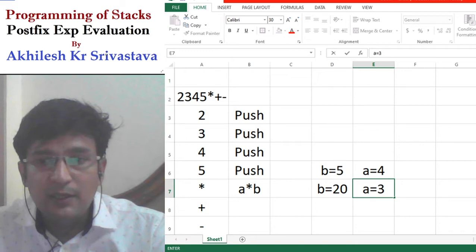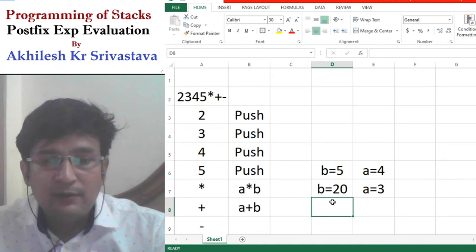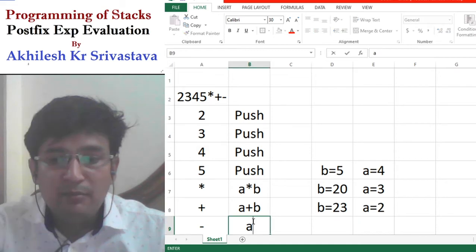Now we have minus, we pop the stack, B is equal to 3, we again pop the stack, A is equal to 23, and we apply A minus B. So A is 2... 23, 2 minus 23 is minus 21. In the expression we do not have more symbols. So the item at the top of the stack is the answer.